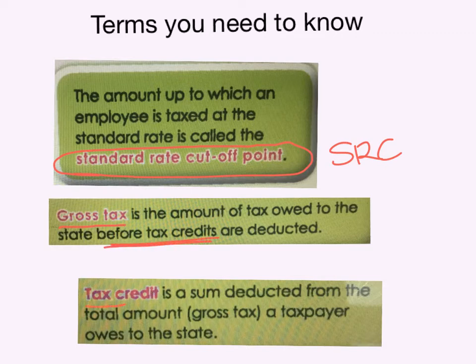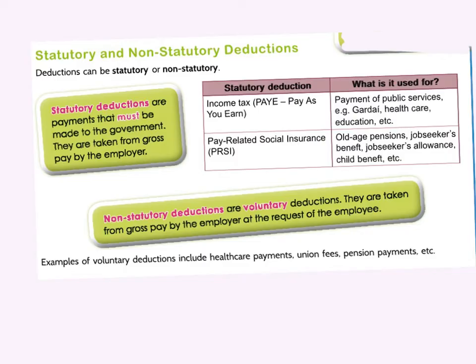And then what is a tax credit? Everybody gets tax credits. It's the sum deducted from the total amount, the gross tax, a taxpayer owes to the state. There are tax credits for everything. You can get tax credits for how many children you have, if you're married, if you're single, loads of different types of tax credits. So a couple of different terms that you need to know here.